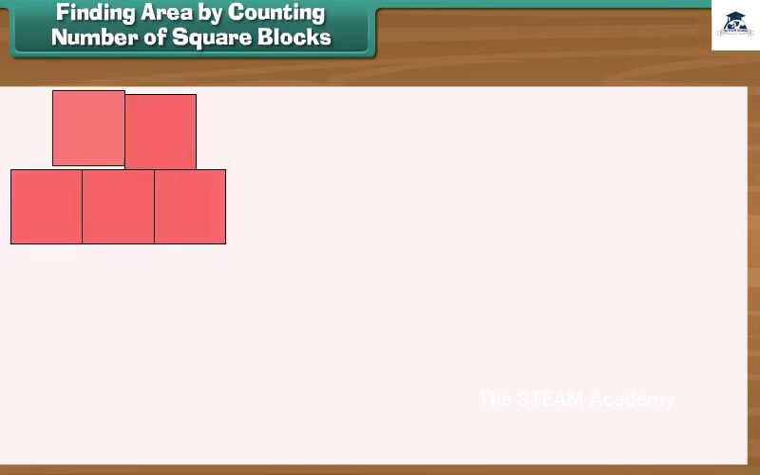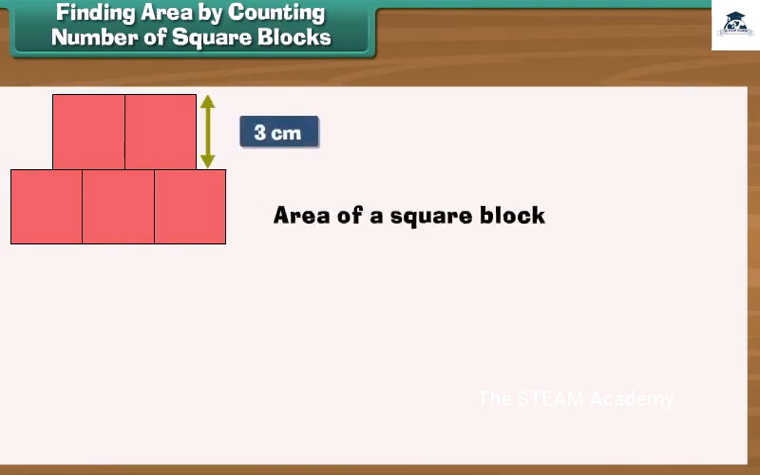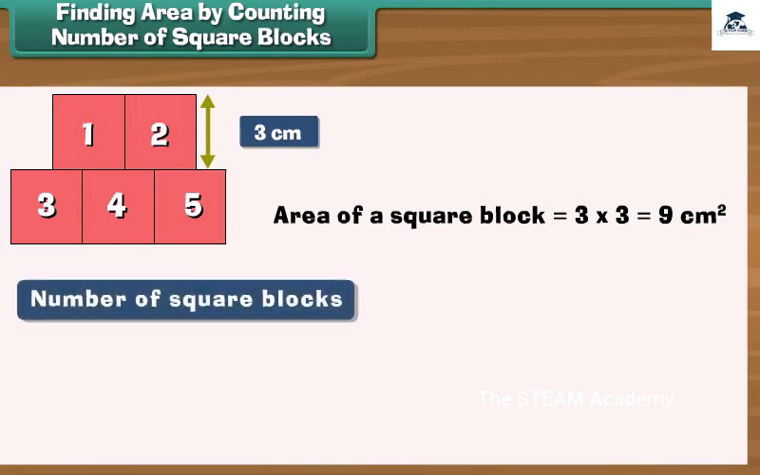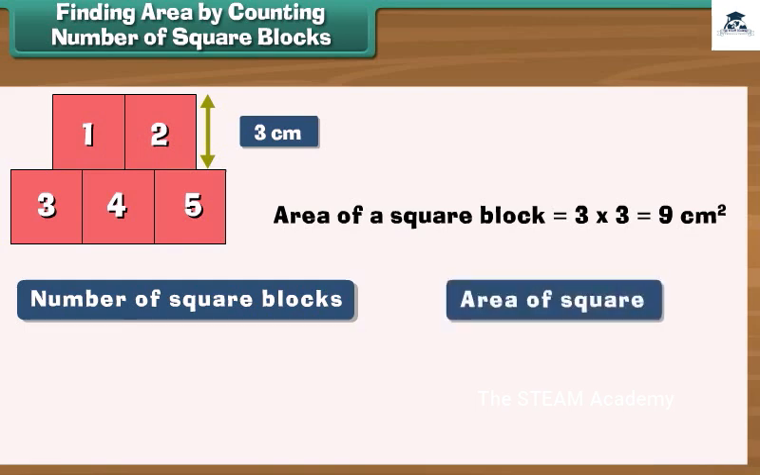Now let us calculate the area of a figure that is made up of square blocks, each of length 3 centimeters. The area of each square block of length 3 centimeter is 3 into 3, which is equal to 9 centimeters square. Now count the square blocks. They are 5 in number. So the area of the figure can be calculated as the number of square blocks multiplied by the area of one square block. Therefore, the area is 5 into 9 is equal to 45 centimeters square.